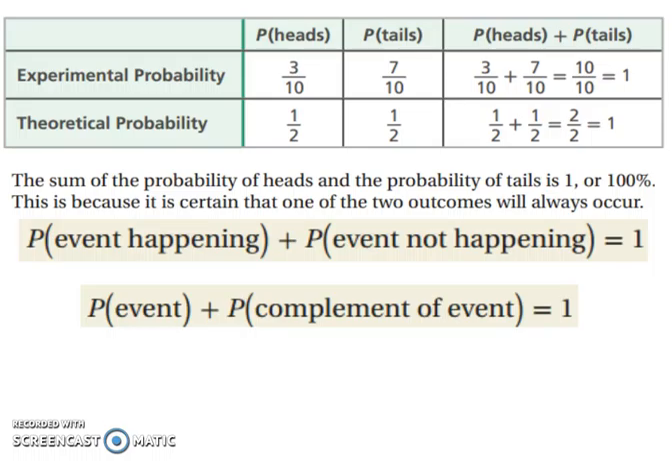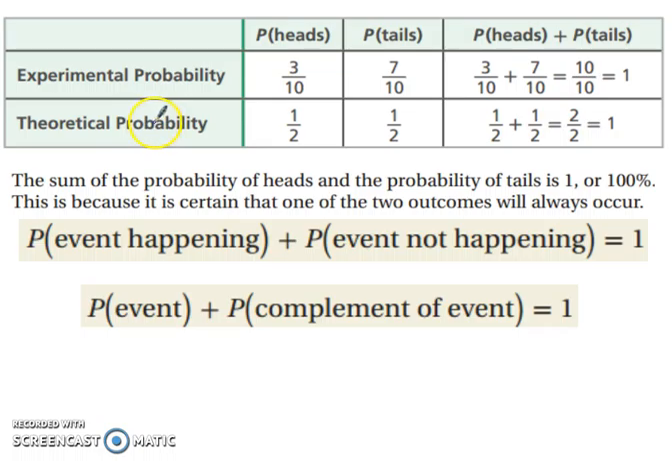So when you toss a coin, there are 2 possible outcomes, heads or tails. The table here shows the theoretical probabilities and experimental probabilities of tossing a coin 10 times. So the experimental probability, it landed on heads 3 times out of the 10 times you conducted the experiment. It landed on tails 7 out of the 10 times. If we put the 2 of them together, it will total to 1, 100% of the data.